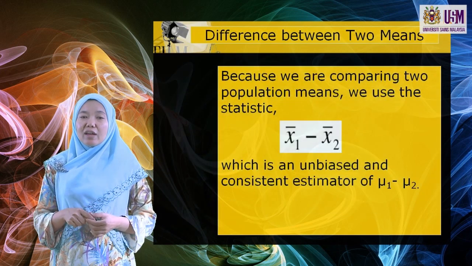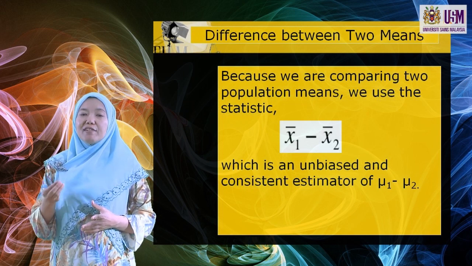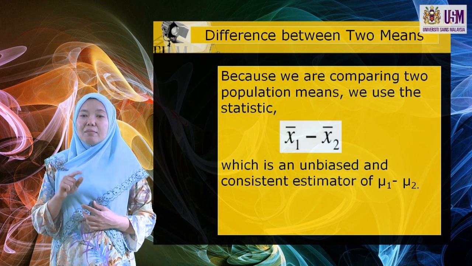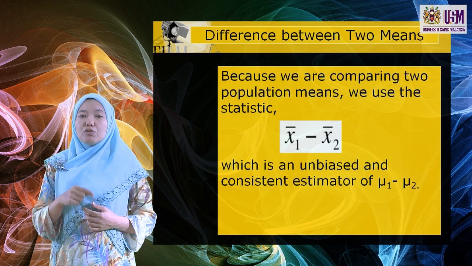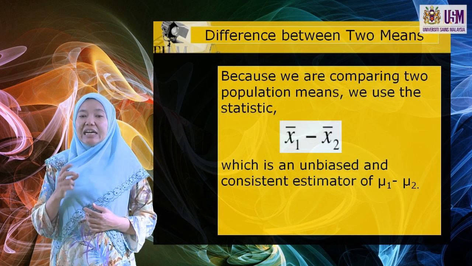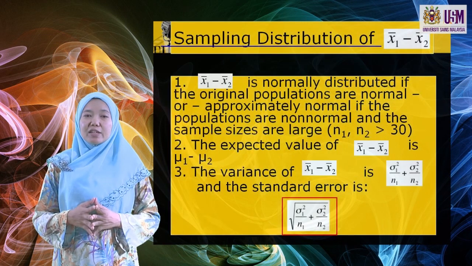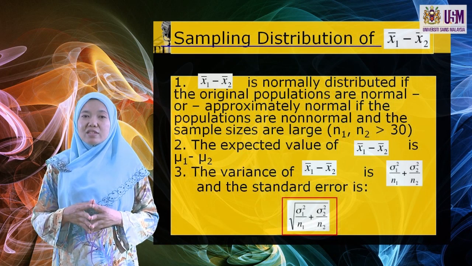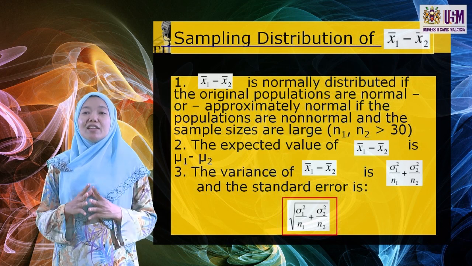In hypothesis testing for the difference between two means, because we are comparing two population means, we are going to use the statistic x bar 1 minus x bar 2. This sample statistic is an unbiased and consistent estimator of mu 1 minus mu 2. Before we go further, let's look at the characteristics of the sampling distributions of x bar 1 and x bar 2.